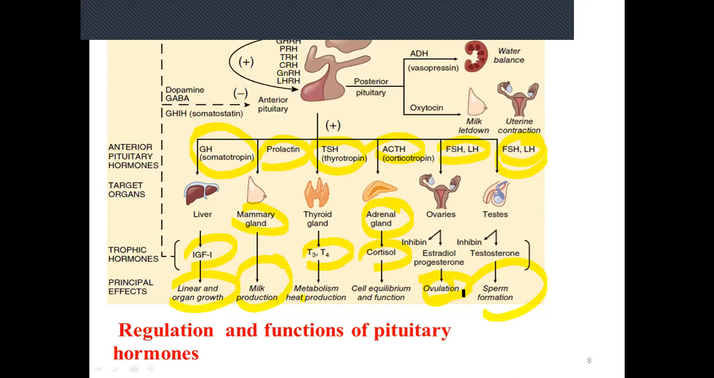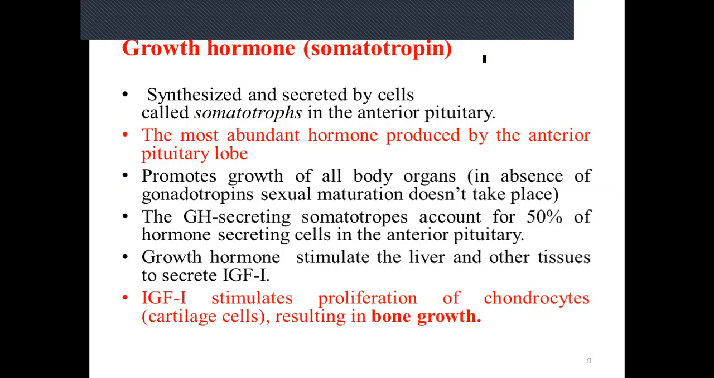When you look at the posterior part, remember the posterior hormones are usually produced from the hypothalamus, but they are secreted and released in the posterior pituitary: vasopressin and oxytocin. Oxytocin is mainly for contraction and milk ejection. That is the primary function of oxytocin. Then vasopressin is mainly for water balance. It is important for water reabsorption.